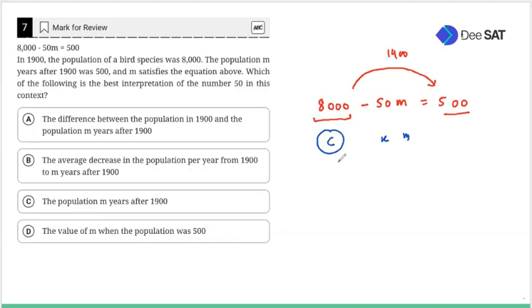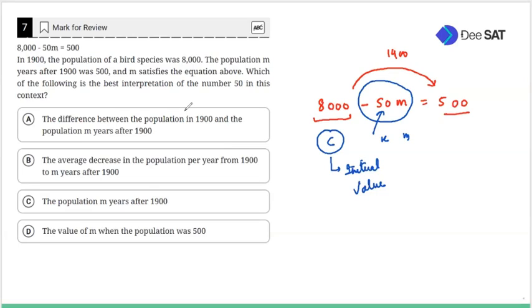So c is represented as the initial value or y-intercept. So I can say that in 1900, 8,000 will be my initial value of the birds, right? 50m, negative of 50 times m, is telling me that this much reduction is happening every year, right? So I can say that's the decrease in population over time. So the decrease is proportional to the rate, 50 per year. It is absolutely very clear that 50 birds are being reduced every year.